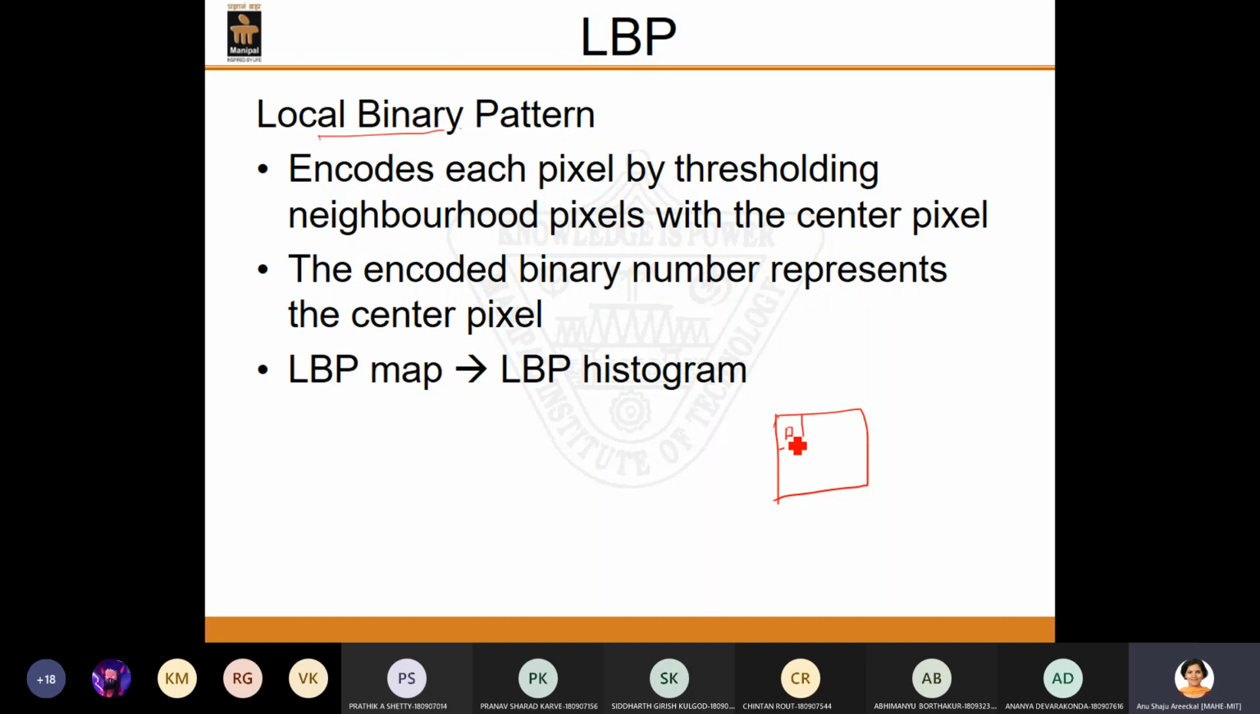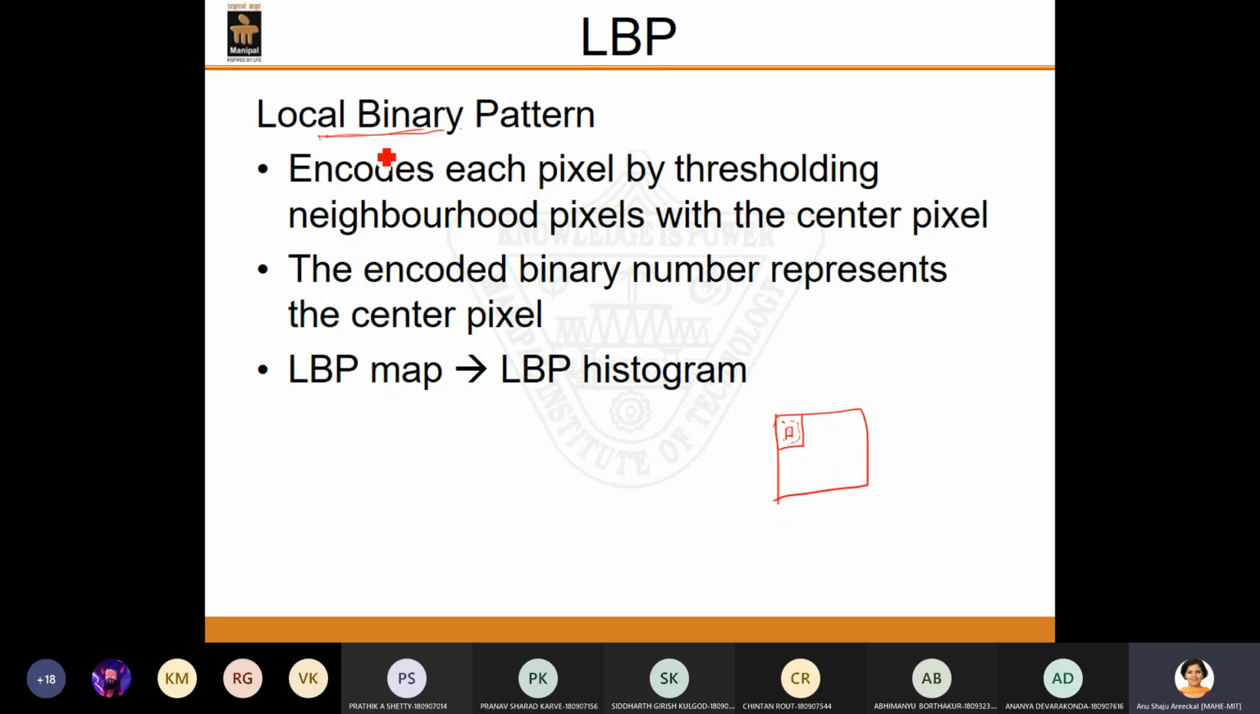So I basically do a thresholding of the neighborhood pixels, and the threshold value which I consider would be the center pixel. That is, taking the center pixel intensity as the threshold, I threshold the neighborhood pixels. So I get either a 0 or a 1 depending upon whether it is lesser than the threshold value or greater than the threshold value. What I basically get would be a series of zeros and ones throughout the neighborhood, and that would be the binary pattern which I'm obtaining.